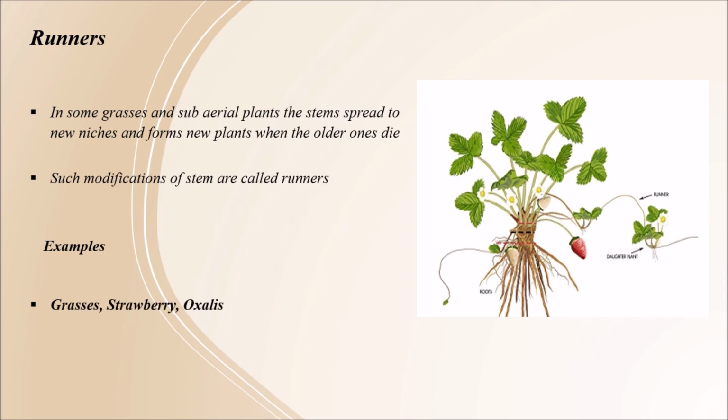So in some grasses and subaerial plants like strawberry and oxalis, we can observe that the stems are spreading into the new niches and forming new plants, and when the new plants form, the old ones will die and those which have grown in new niches develop into new plants, and these modifications we call as runners.